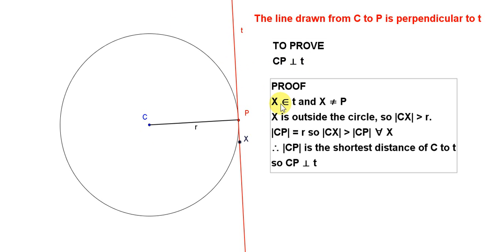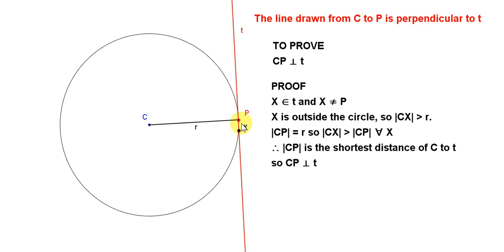What we do is we pick a point x on the tangent T, so x is an element of T, but x is a point that's not point P. So x can be any point on the line T, but not the point P. We can make x as close as we like to P, as long as it's not equal to P.